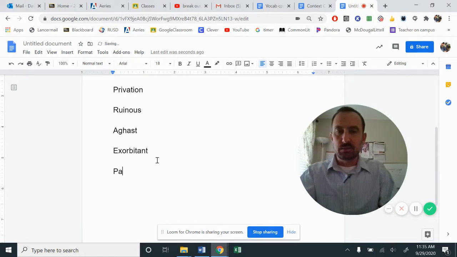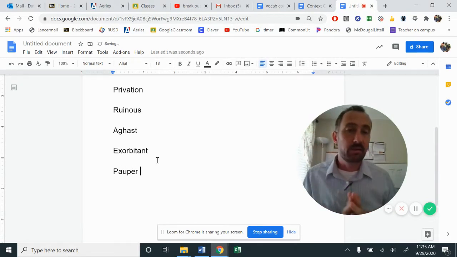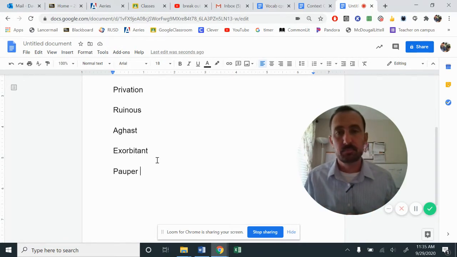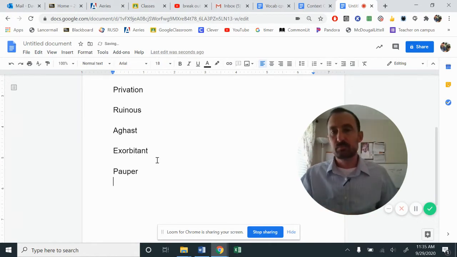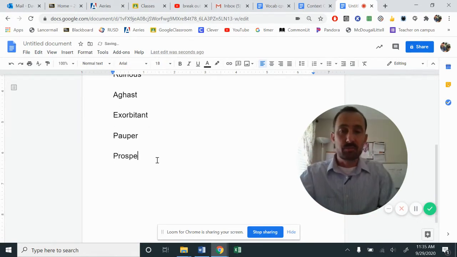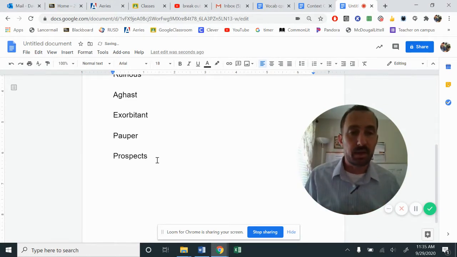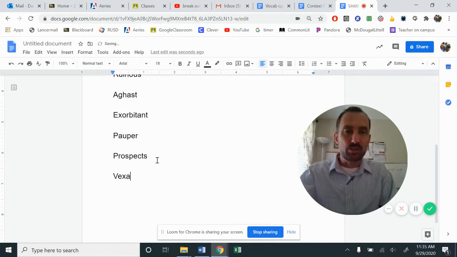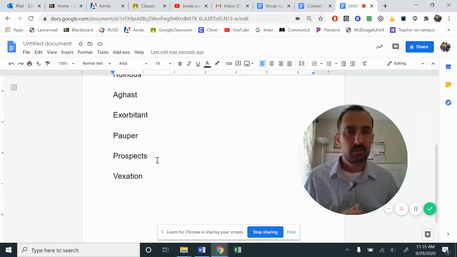Our next word is pauper. You may have heard of the story, The Prince and the Pauper. Our next word is prospects. Prospects. And last but not least, vexation. Vexation. She was so full of vexation that she screamed from the top of her lungs.